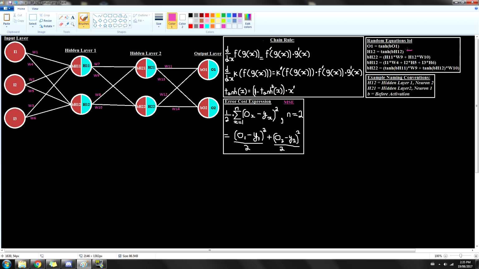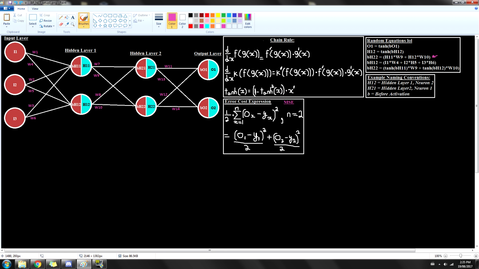So just this example here, and then I expand over here in this formula right here. I expand out BH22, which is just H11 times W9 plus H12 times W10, which let's see if we can see that here. Yep. So H11 times W9, right, and then H12 times W10. That makes sense.